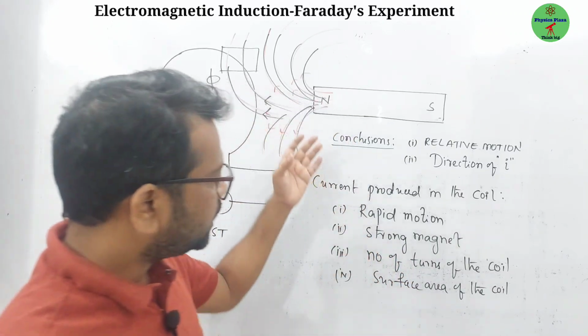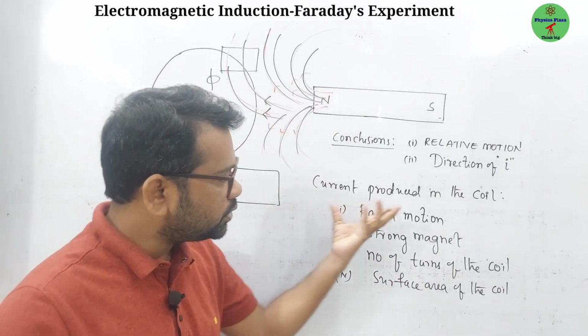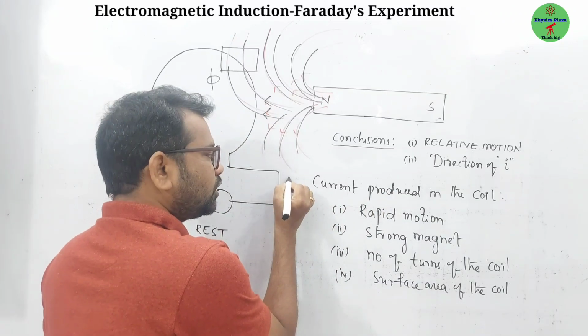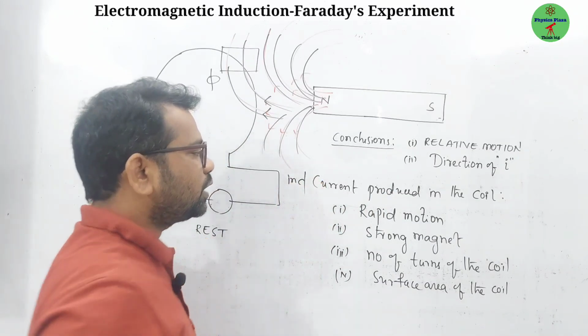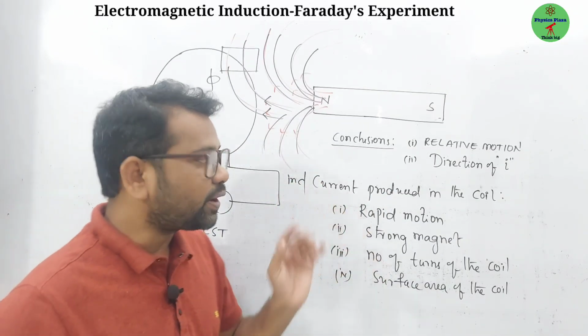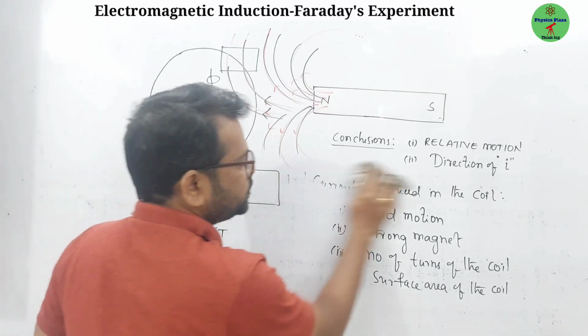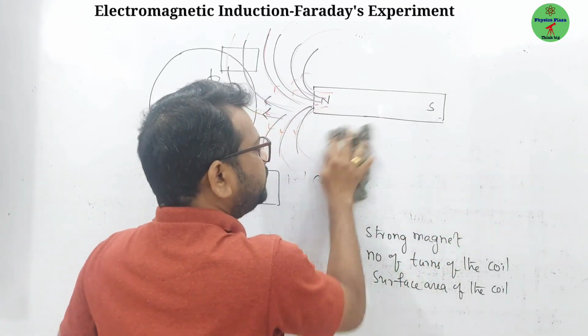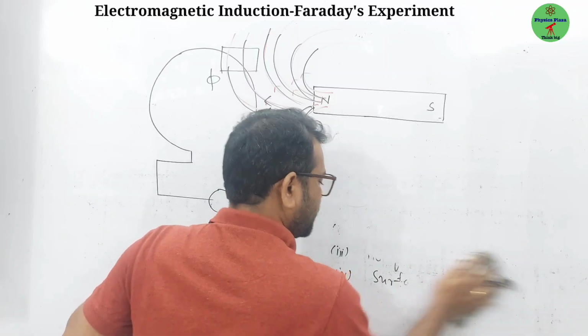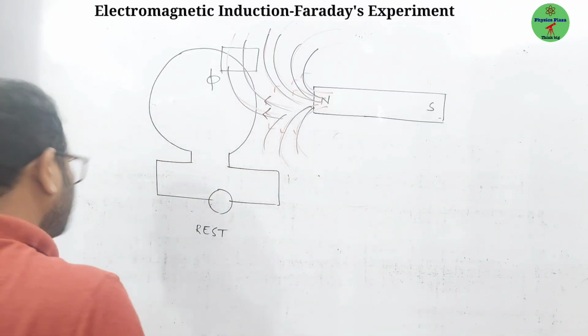Okay? So these are the conclusions: the induced current produced in the coil depends on these four factors. From the examination point of view, these Faraday's laws of electromagnetic induction are very important. We have only two, children.